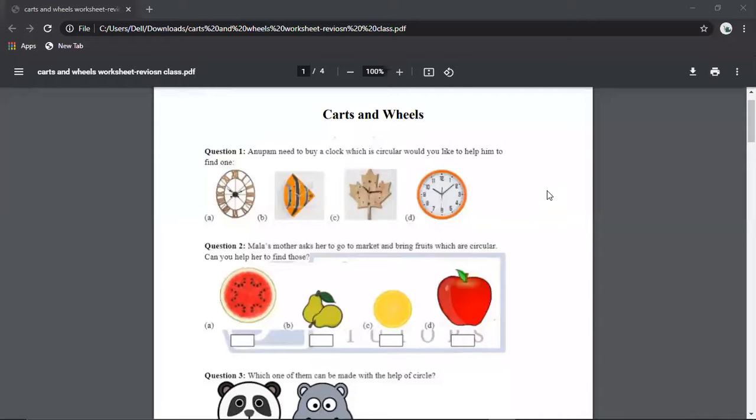No need to write now. Diagrams are there, don't write. You have to draw the diagram, it takes time. Don't write. So the first question, D is the answer. That wall clock looks like a circle.